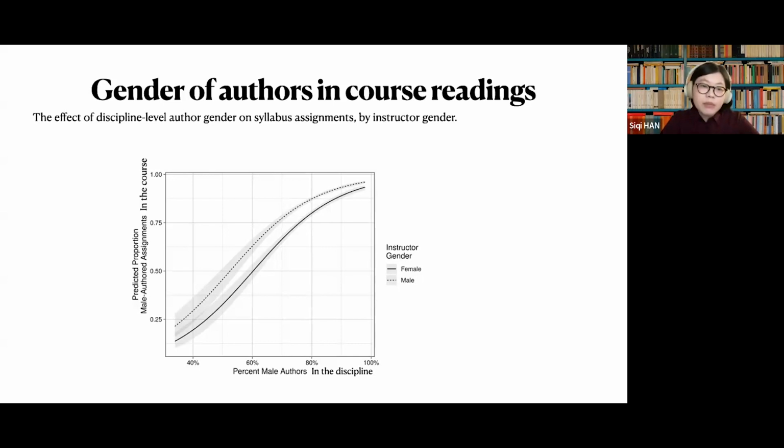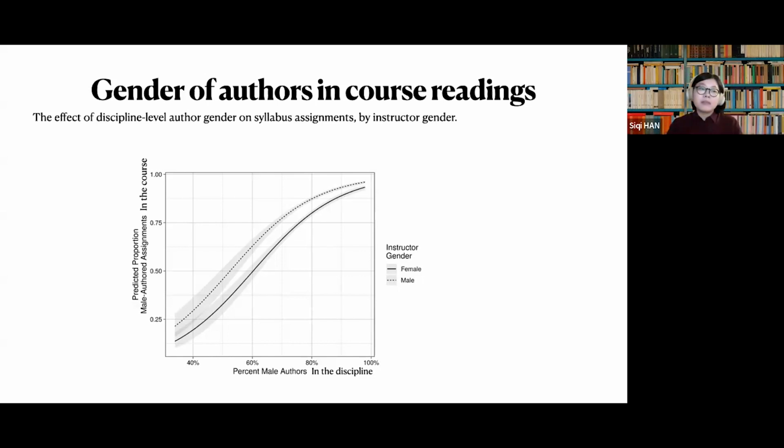Given the same level of proportion of male authors in the discipline, male instructors assign more male author readings than female instructors. Notice that this is given the same level of disciplinary male authorship. Still, male instructors assign more male authored readings.